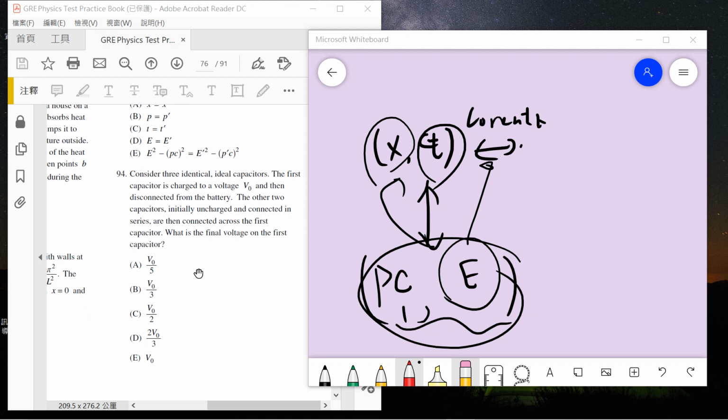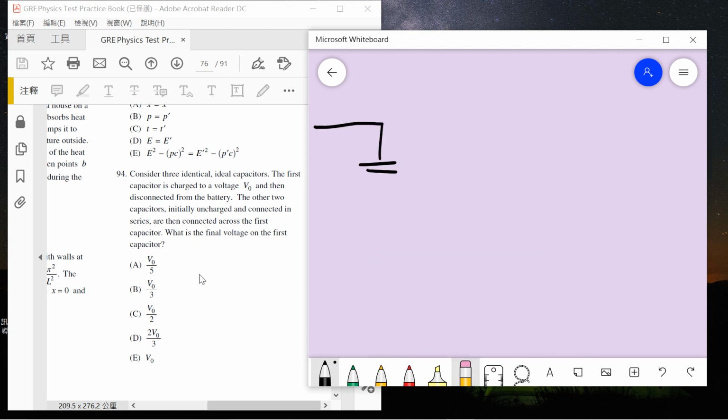So 94, basic electronics. Basically, there are 3 identical capacitors. The first capacitor is charged to V0 and disconnected from the battery. The other 2 capacitors are uncharged and connected in series. Here you need to remember something.